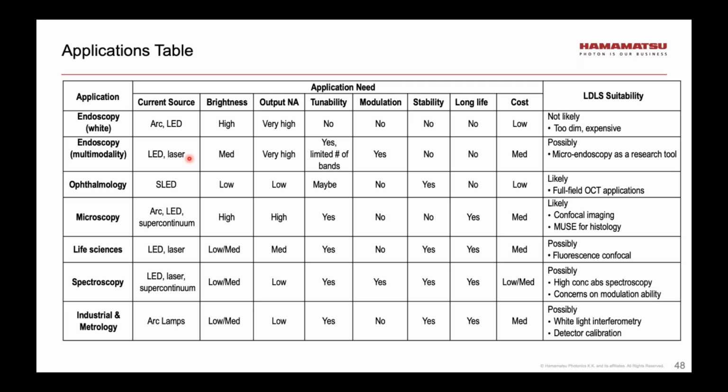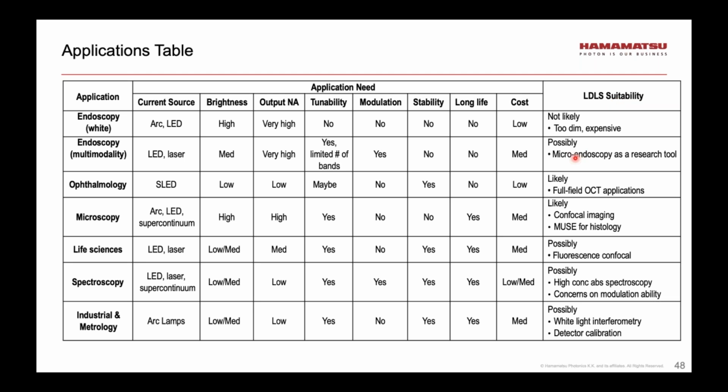So before I list some particular applications, I would like to bring to your attention another table, a long table, where on the left-hand side we have various general applications. Many of them are in life sciences, but not necessarily. And then in the second column, we have currently used sources of light for that application. And then in the next few columns, we have the various constraints for that application. For example, is brightness required high or low? Is the numerical aperture output high or low? Tunability, modulation, stability, long life, and cost.